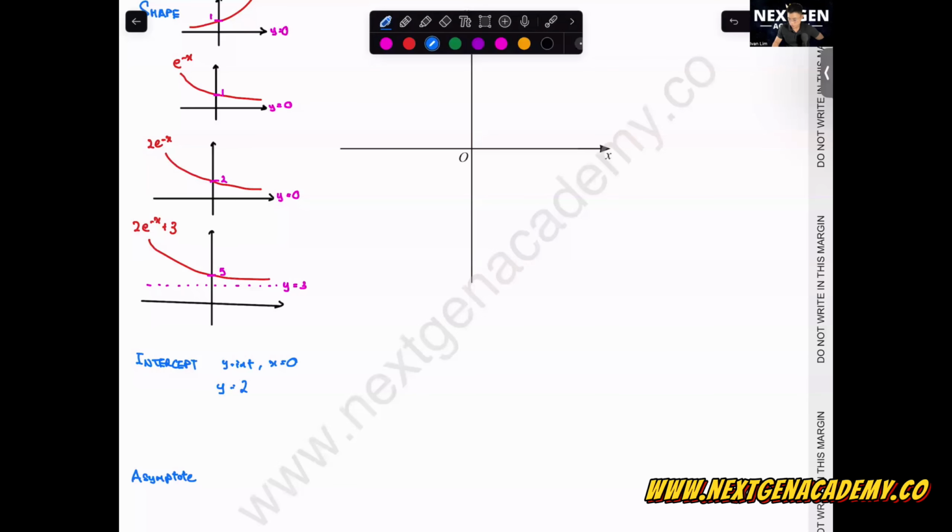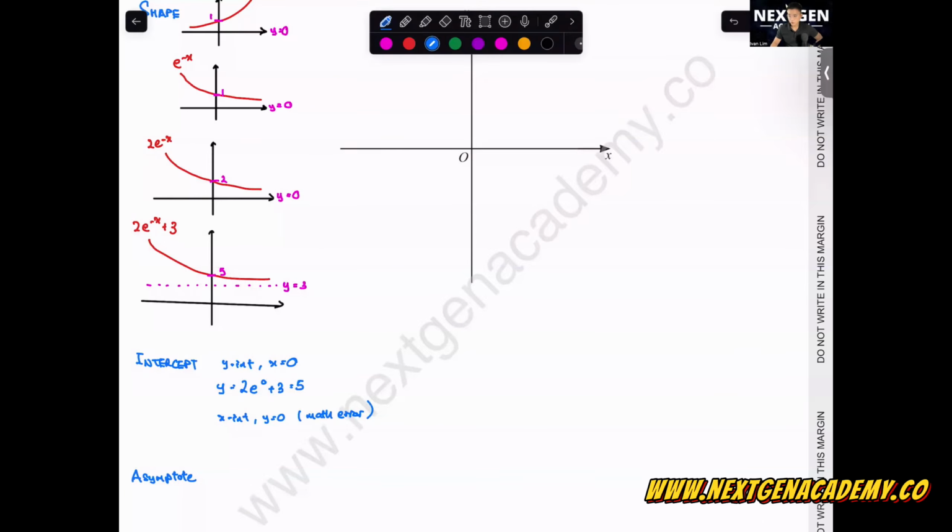So y equals 2e to the power of 0 plus 3, which is equal to 5. This one you can double check. Then for the x-intercept, you'll get a math error. X-intercept, y equals 0. This one, math error. You can go and try to solve it.